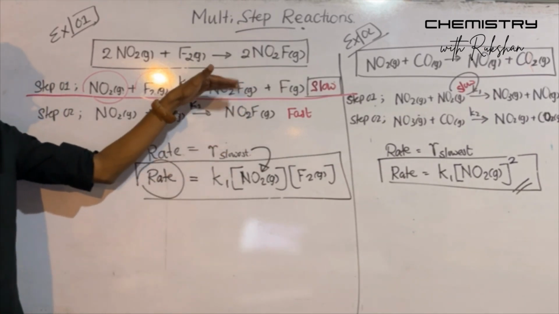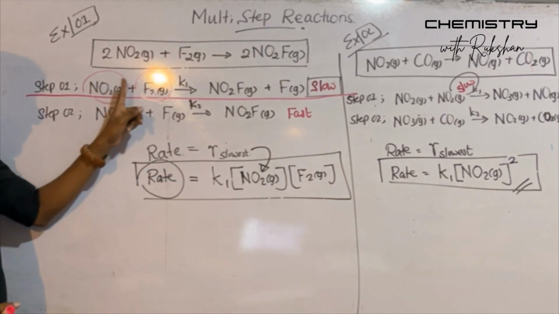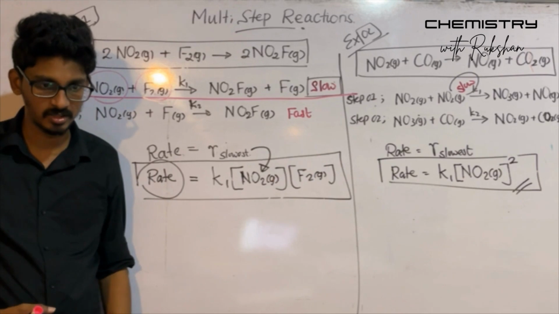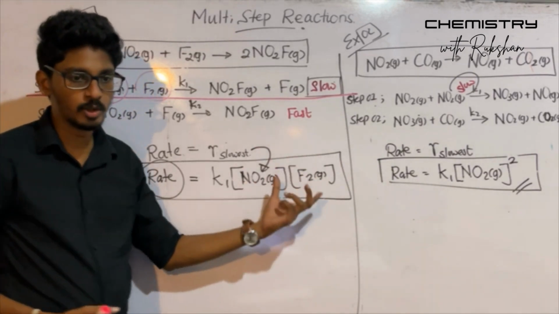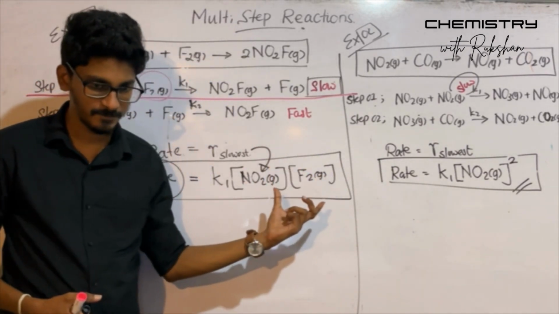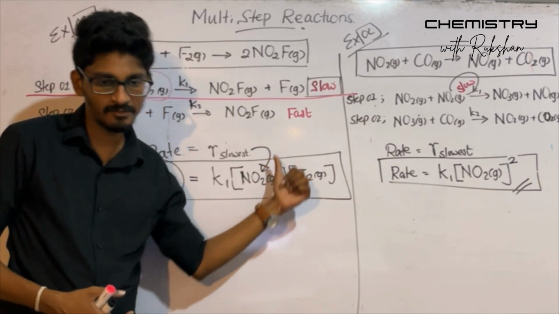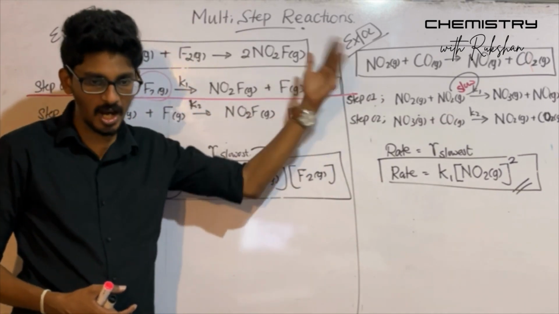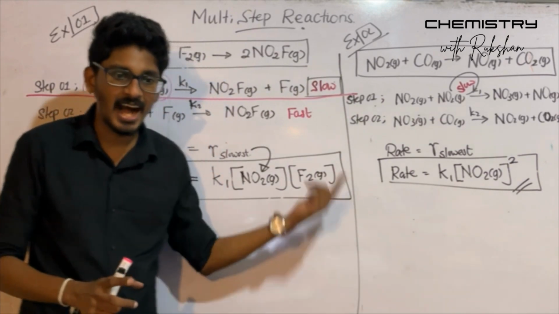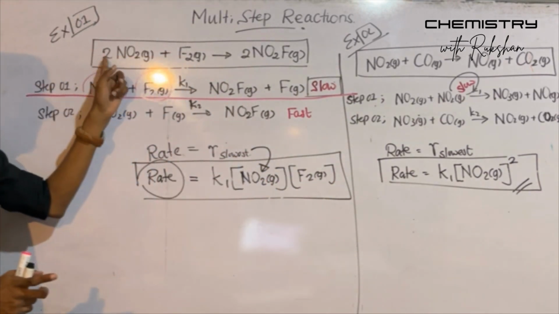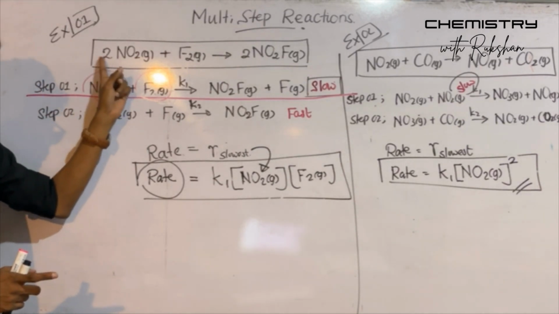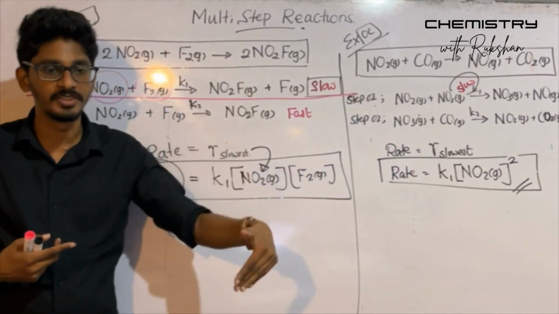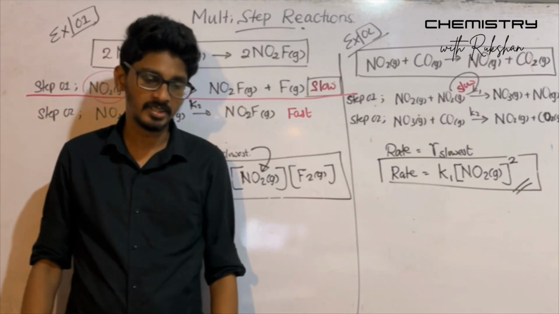At this slow step or prior to that, only one NO2 molecule and one F2 molecule is involved in the reaction. That is why the values are 1, 1, 1. So by just looking at this, you can say only one NO2 molecule and one F2 molecule is involved in the reaction at the slow step or prior to that, so the other NO2 molecule, you have two here, is involved in the reaction after the slow step. You can comment on that.